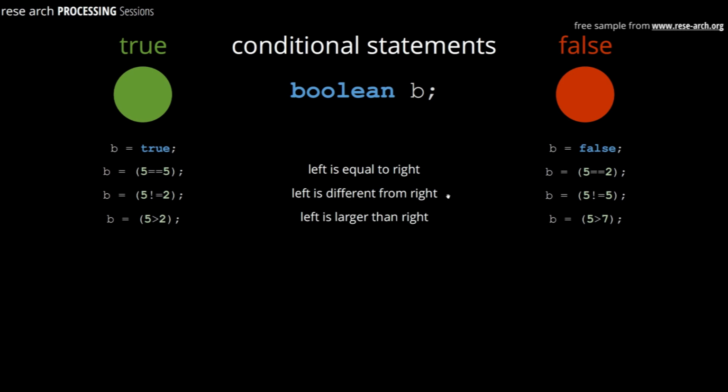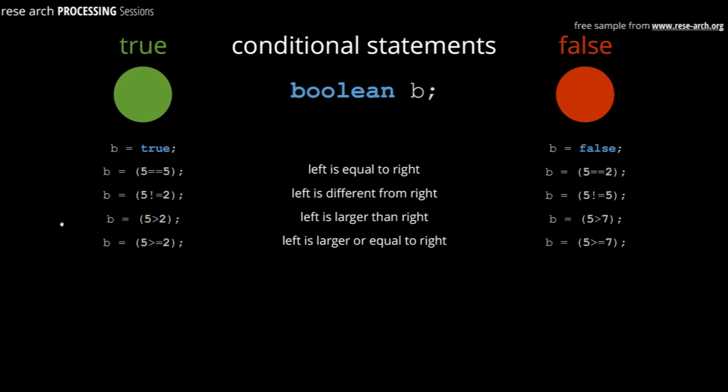Then you can ask the obvious question, is 5 larger than 2? And the answer is yes, it is larger. And note that here we don't need to use the double mark. So you only ask whether it's larger. And here I'm asking, is 5 larger than 7? Well, the answer is no, so this statement is false, and the b is going to get a value of false.